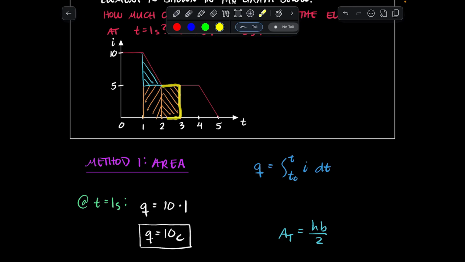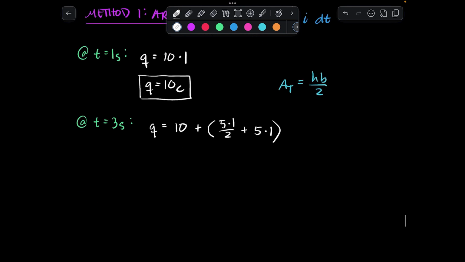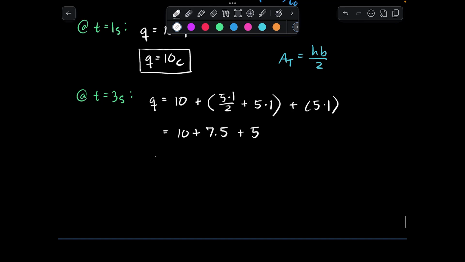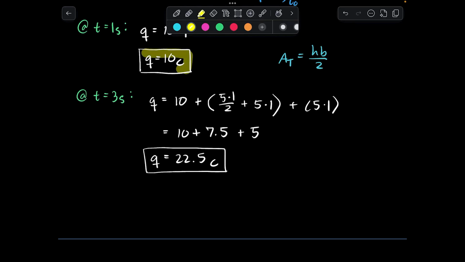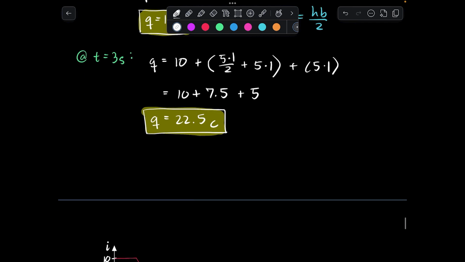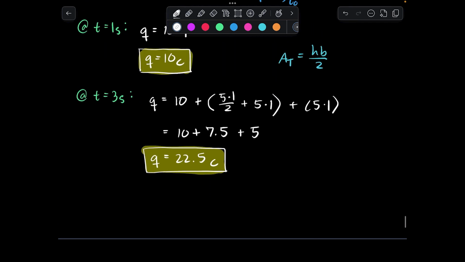And now let's get the area here, which is going to be easy. It's going to be the same as this rectangle here, which is just 5 times 1. And so we get 10 plus 7.5 plus 5. And so we get our total answer of 22.5 coulombs. So far, we've got our answers for when time is at 1 second and when time is at 3 seconds.